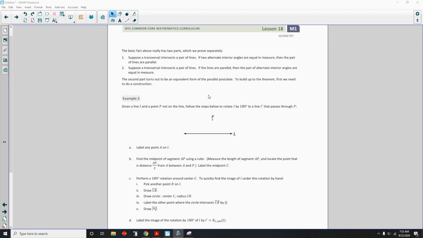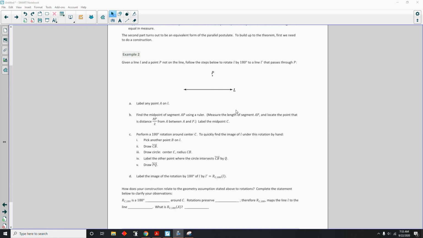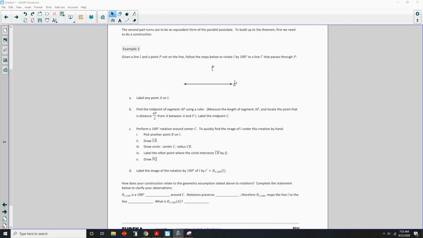To build up to the theorem, first we need to do a construction. So example 2 says, given a line L right here, and a point P not on that line, follow the steps below to rotate L by 180 degrees to a line L prime that passes through P. So we want a perpendicular, not bisector, because that would be cutting it in half, and you can't cut a line in half because it goes on forever and ever. You don't know where the midpoint is. So this is a perpendicular line of intersection.